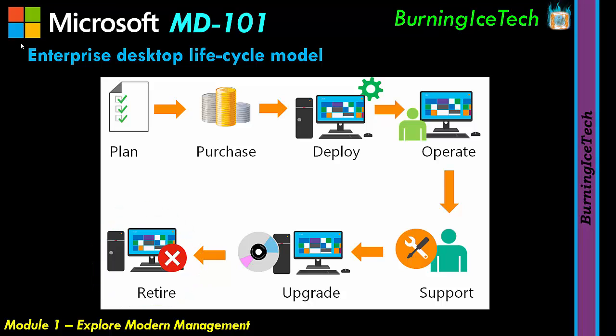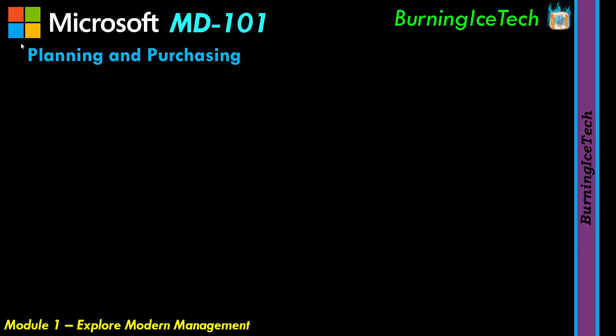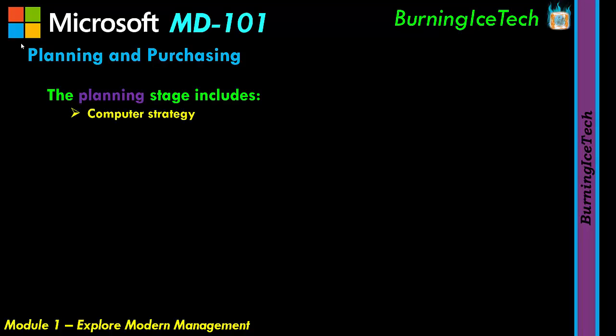All right, so since we've just talked about that, let's talk about planning and purchasing. So there is going to be some similarities between this and what we just said. First of all, we're going to be discussing the planning stage, which includes computer strategy. What kind of computers do you want users to use? Will this be laptops, desktops, tablets, phones? Where are these people going to be working from?